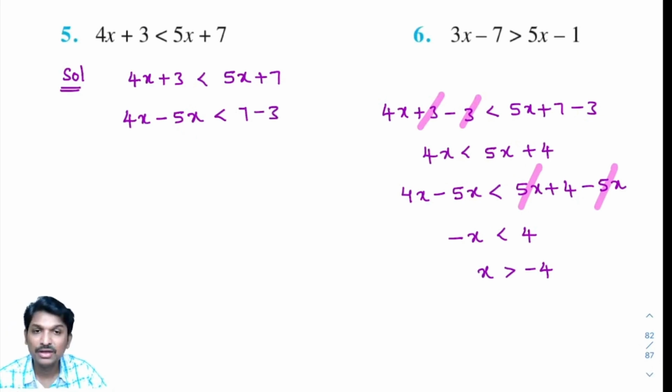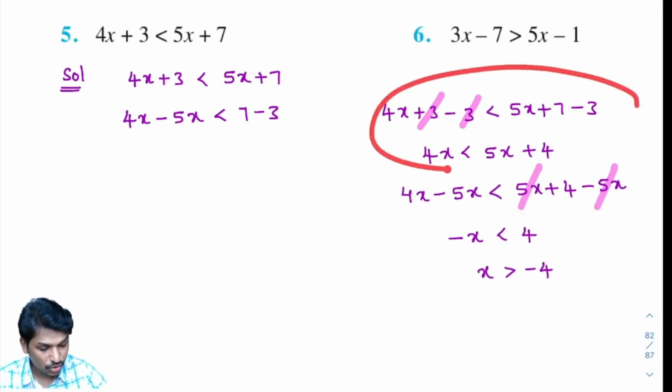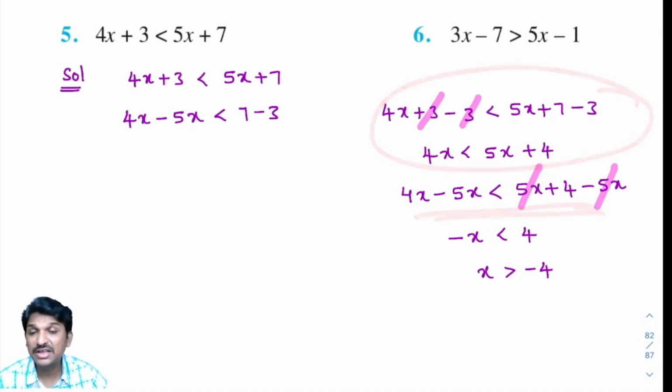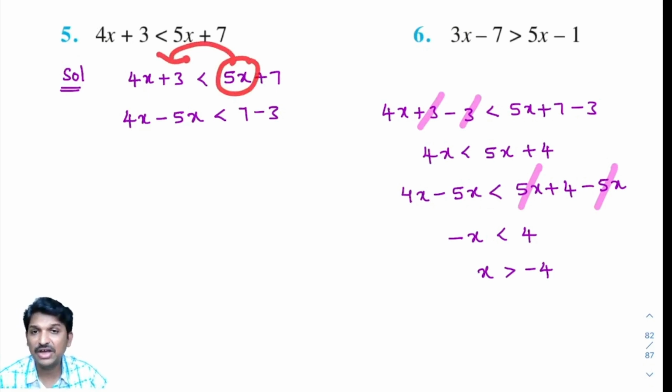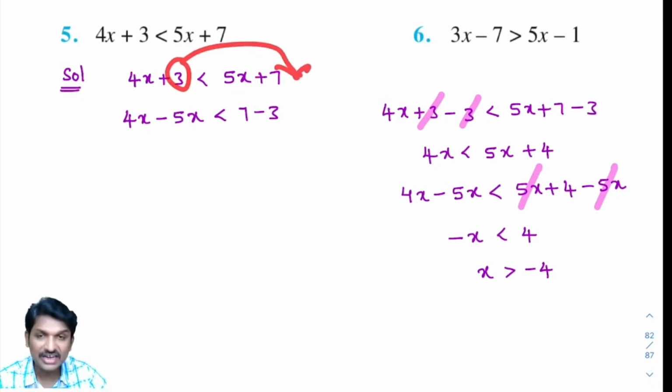You got this step directly, without doing all these things. Please try to understand what happened here actually. I taken 5x to this side means I subtracted 5x on both sides. That you need to keep in your mind. When you subtract a particular real number on both sides of an inequality, the inequality sign remains the same, less than remains less than only. I taken 3 to this side means for this inequality, I subtracted 3 on both sides.